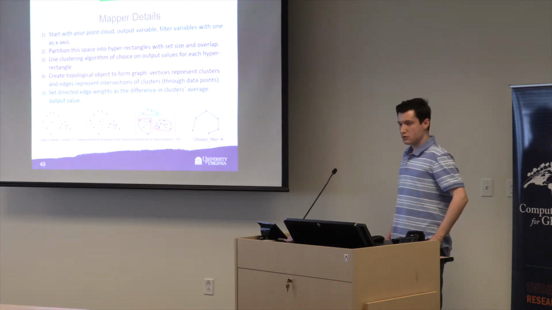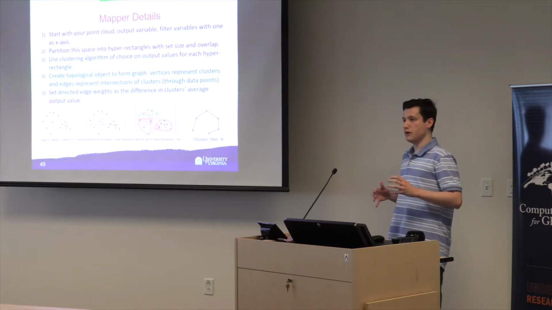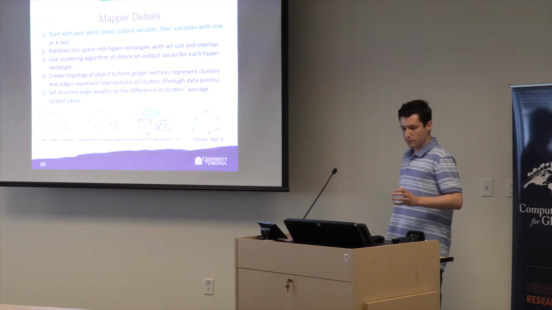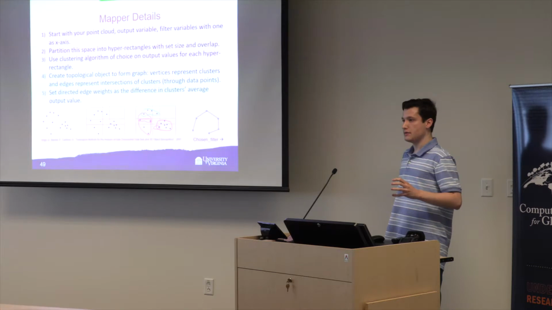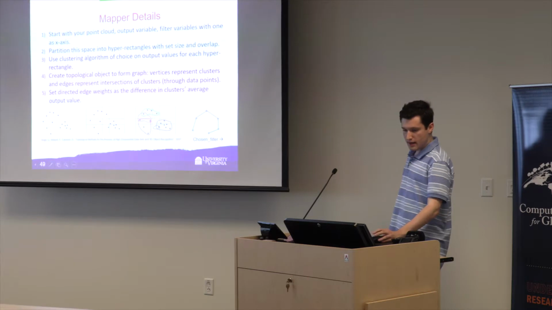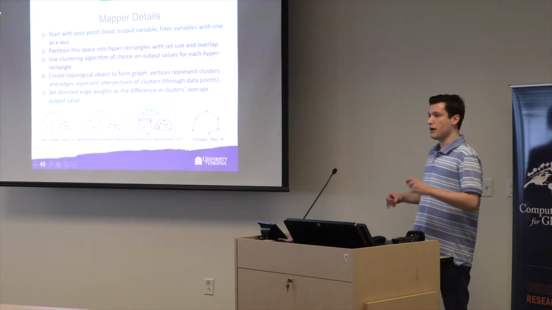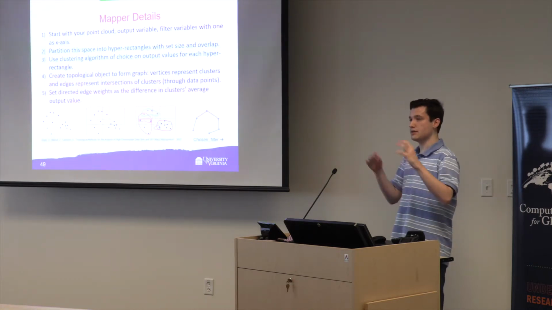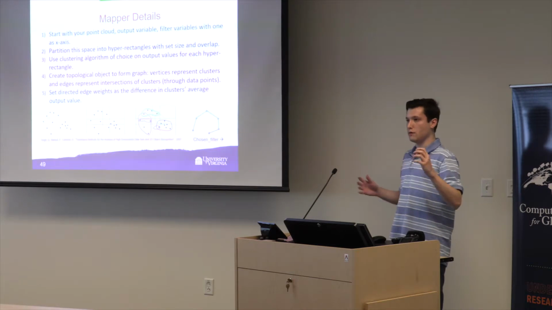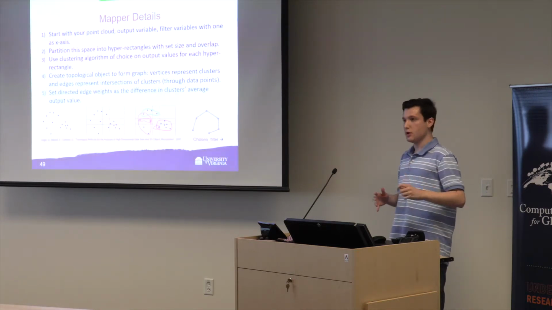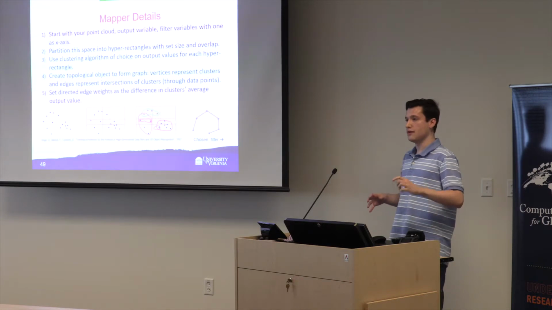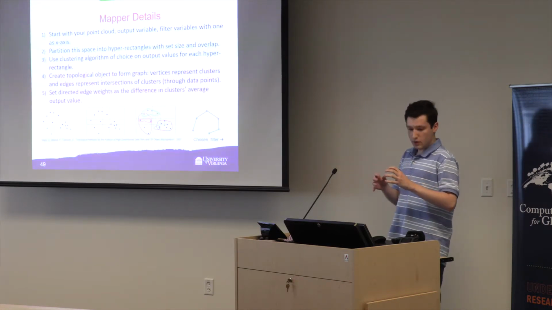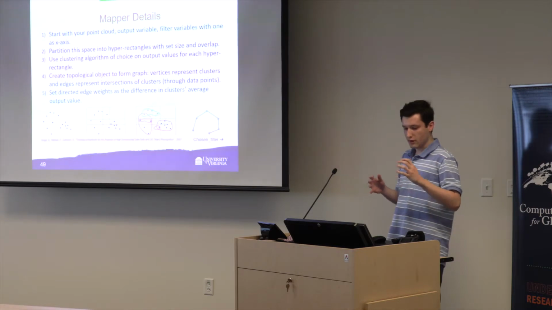We'll start by having a bunch of filter variables. These are variables that we'll pick out from our feature space, and those will form the high-dimensional space that we'll be working with. We'll also be picking an output variable from this space, and I'll elaborate on that in a second. With our space of filter variables, we set interval sizes for each dimension and an overlap between intervals, and we partition this space into hyperrectangles. In each hyperrectangle with overlap, we use a clustering algorithm of our choice.